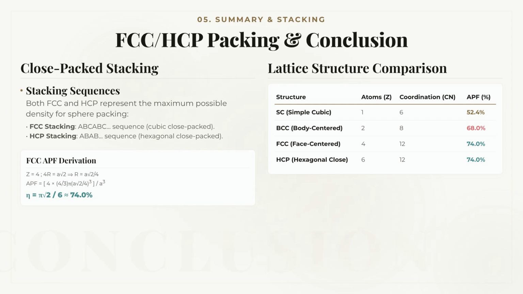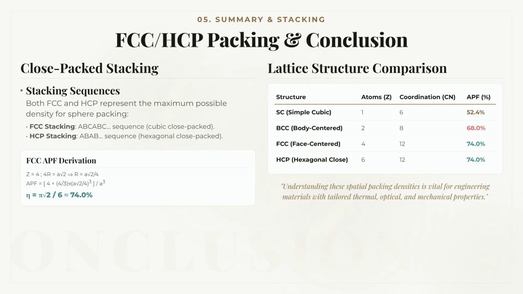Interestingly, the hexagonal close-packed structure, or HCP, also has the same packing efficiency of 74%. The difference between FCC and HCP lies only in the stacking sequence of atomic layers. In FCC, the stacking sequence is A, B, C, A, B, C, and so on. In HCP, the stacking sequence is A, B, A, B, A, B, and so on. Although the arrangements are different, both structures achieve the same maximum packing efficiency.